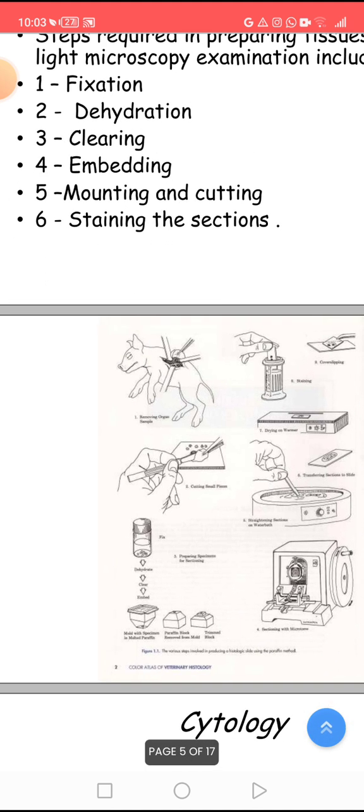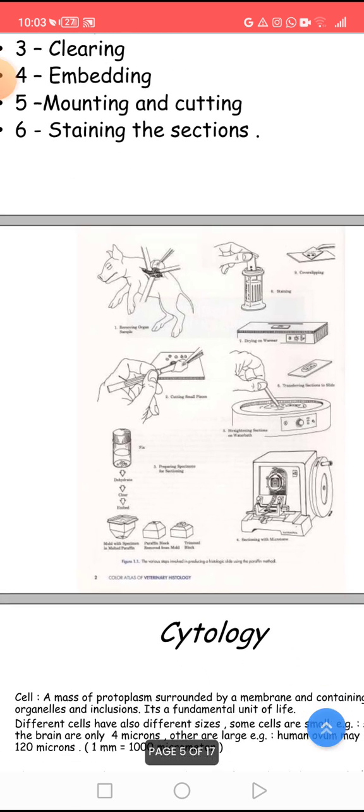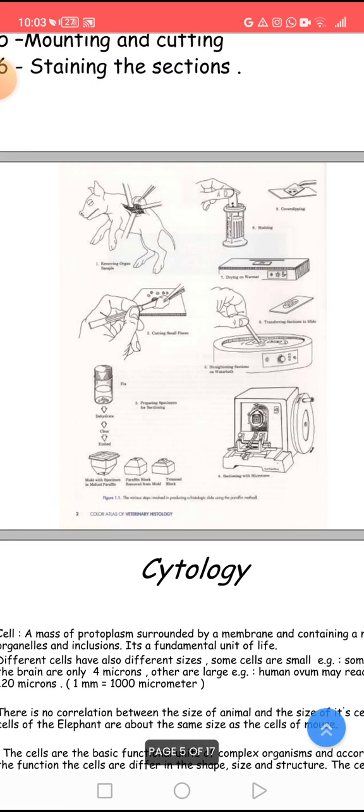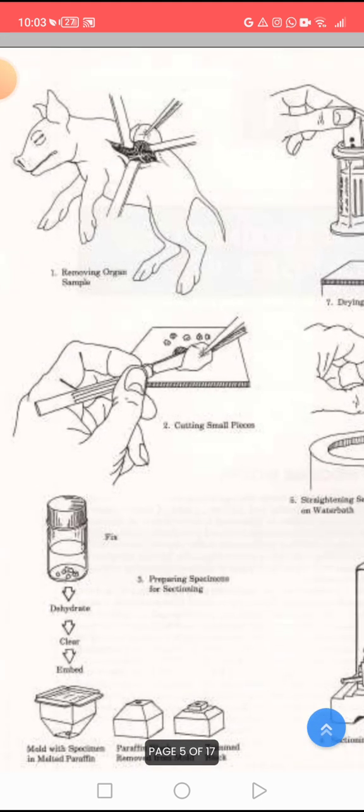Mounting and cutting. After that, staining the section. Staining is, as I said, we have a lot of types. Here we have a simple figure. We will take a biopsy, and we have a lot of types of biopsies, guys. Be careful. We have FNA, or fine needle aspiration. It's just done by using a needle. We have a surgical process.